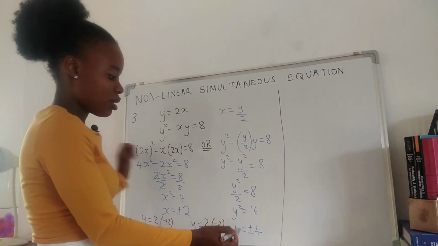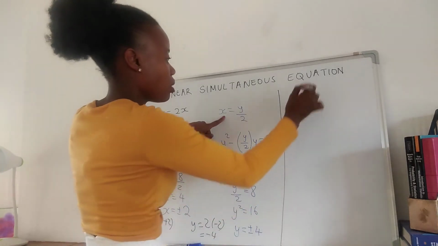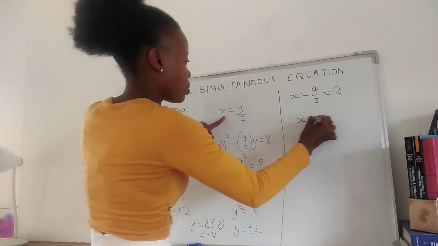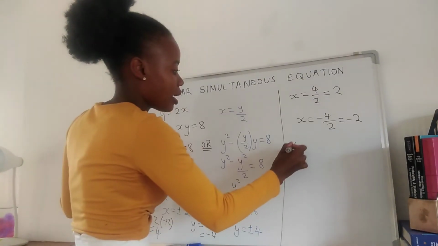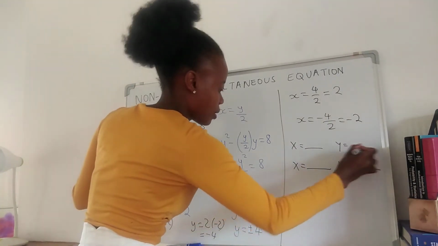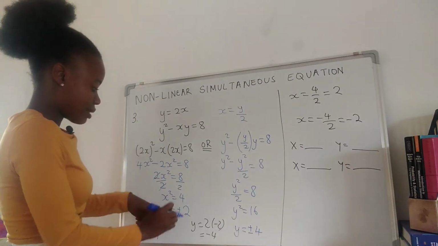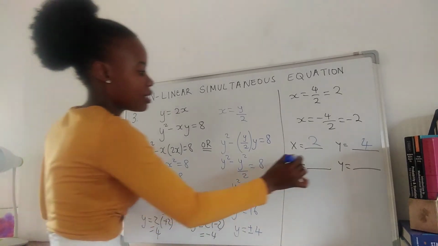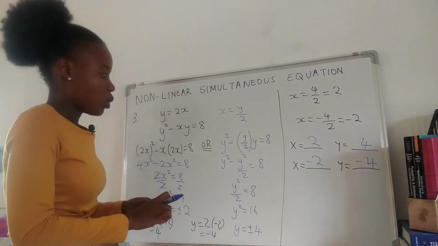If you have started like this, you manage to find your y first, you substitute it here, you're going to have x equals 4 divided by 2, which is equal to 2, and x equals negative 4 divided by 2, which is negative 2, okay? So, x, y, so when x is positive 2, y is 4. When x is negative 2, y is negative 4. Okay? So this is how you solve this one.